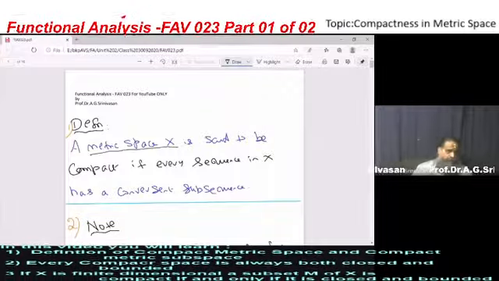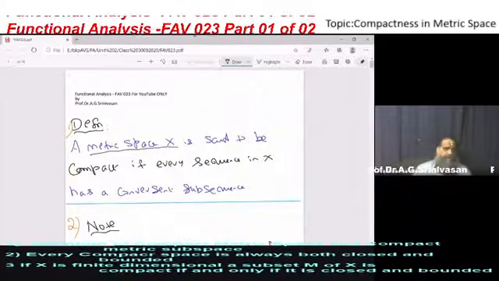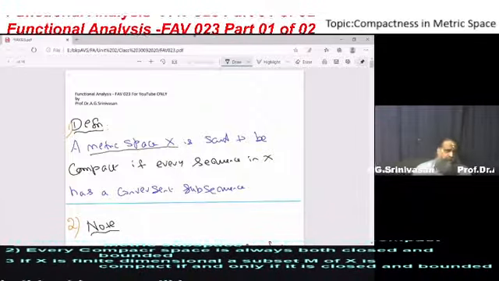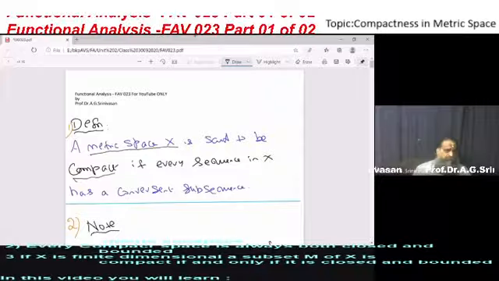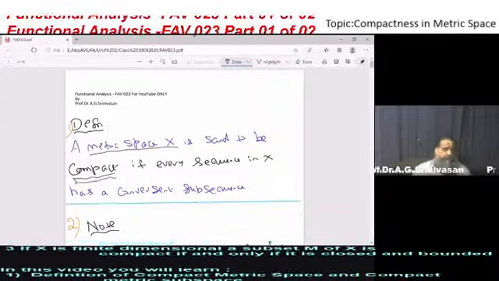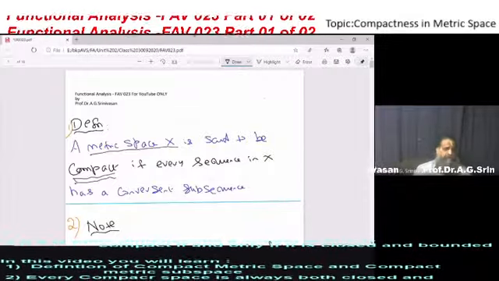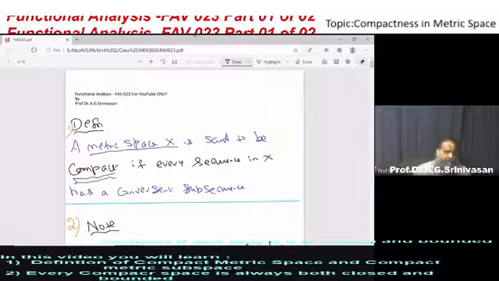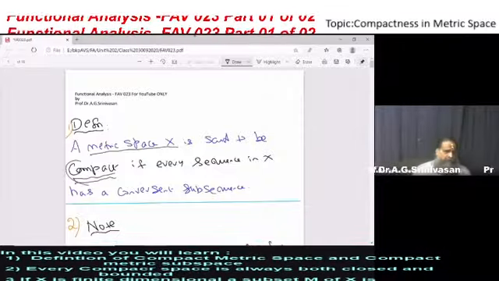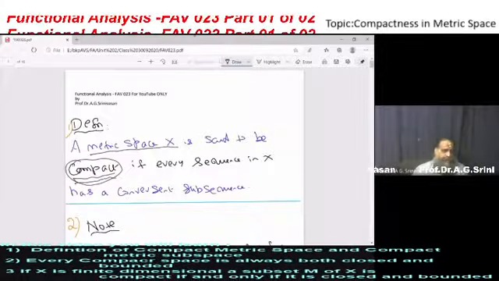Number 1, definition. A metric space, you know what's a metric space? A metric space X is said to be compact if every sequence in X has a convergent subsequence.